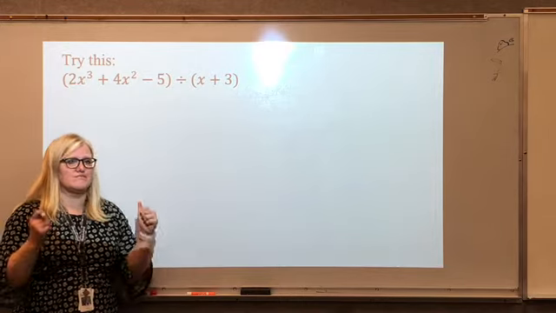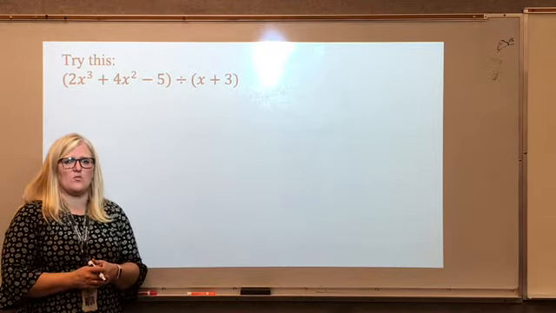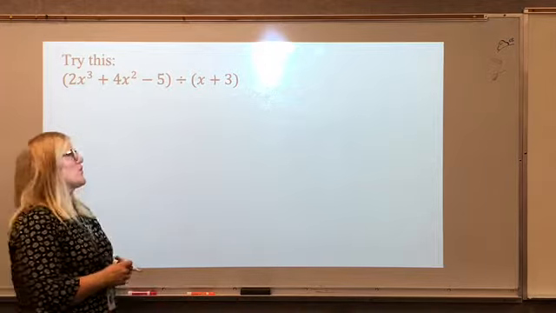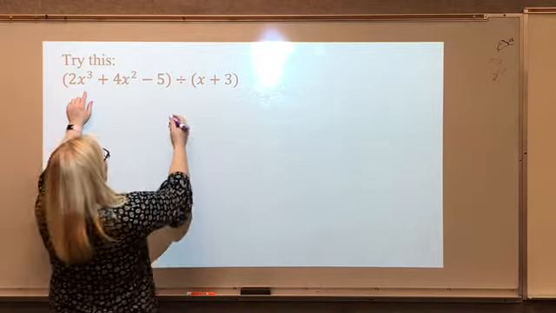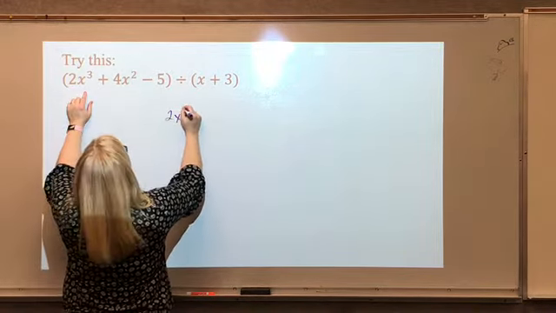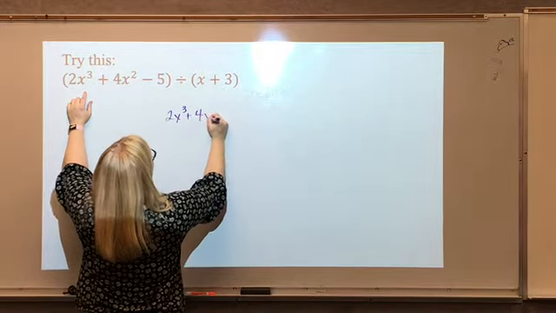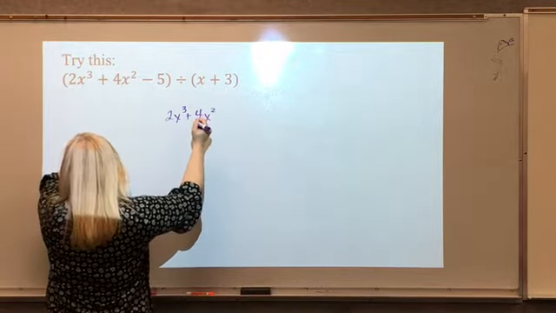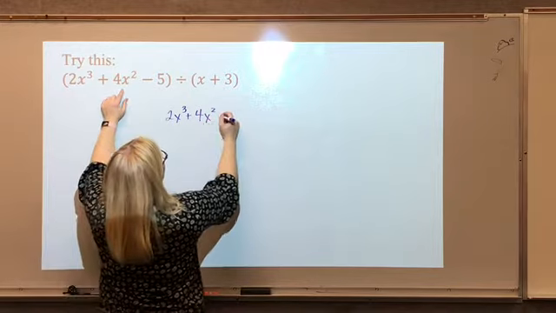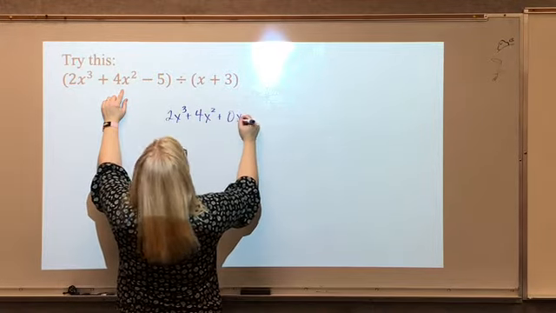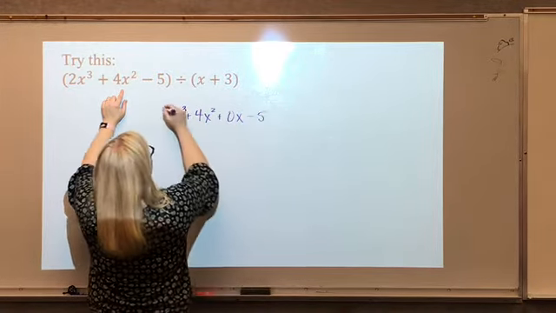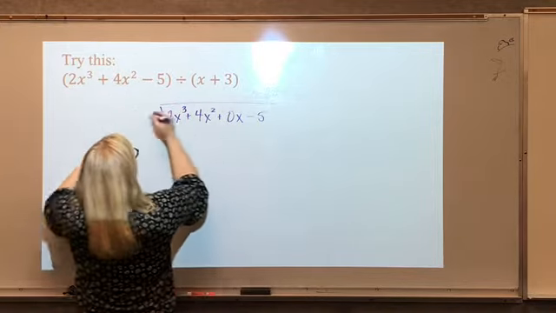Hope you tried it, and I hope this is getting easier for you. Okay, so I've got 2x cubed plus 4x squared, plus 0x minus 5, divided by x plus 3.